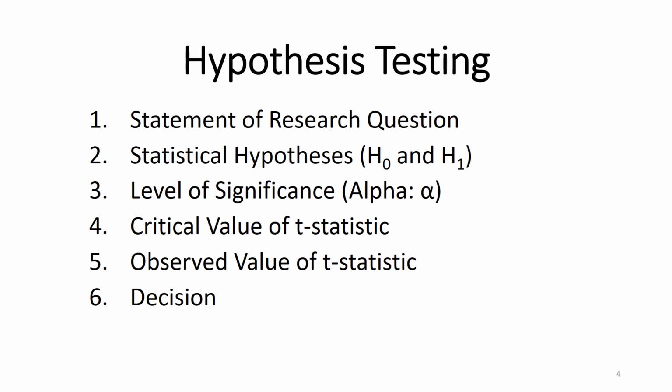We start with a research question. We then translate that into a null and alternative hypothesis, or null and research hypothesis. We have to set our level of alpha. We then look at critical values, the observed value, and then we make our particular decision. Let's go ahead and get started. Next slide.